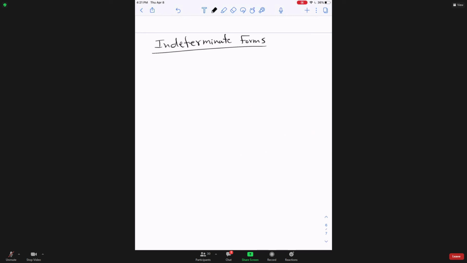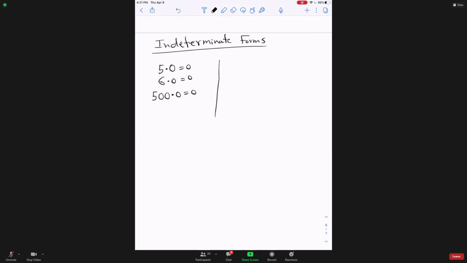Okay, let's get started. So we're going to talk about indeterminate forms. What's pretty cool about indeterminate forms is, you know, when you multiply a number by 0, it's always 0, right? Like 5 times 0, the answer is 0. 6 times 0 is 0. 500 times 0 is 0. Any number times 0 is 0.